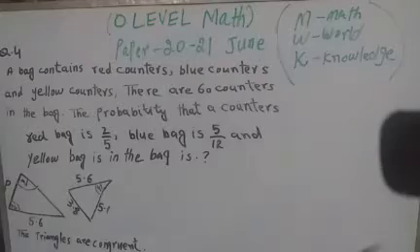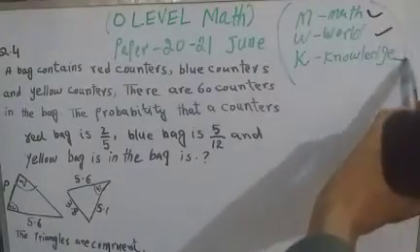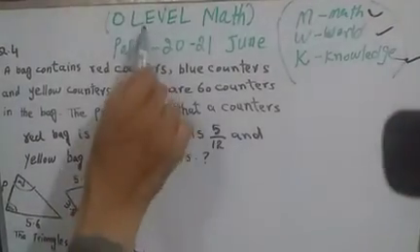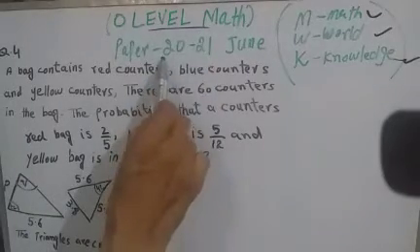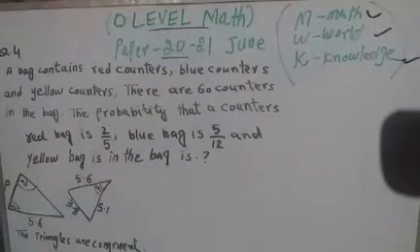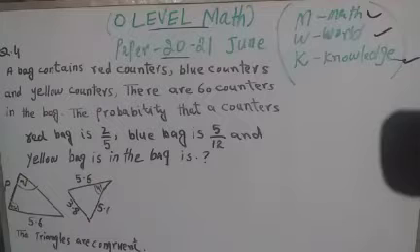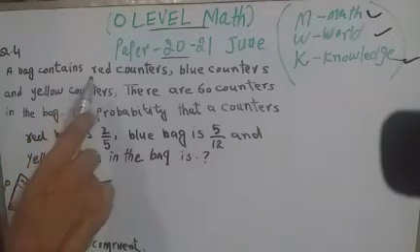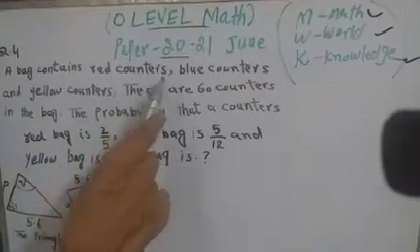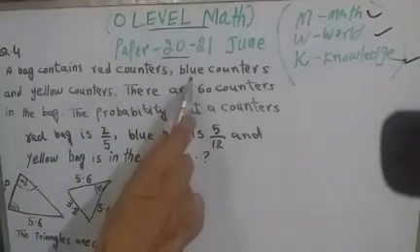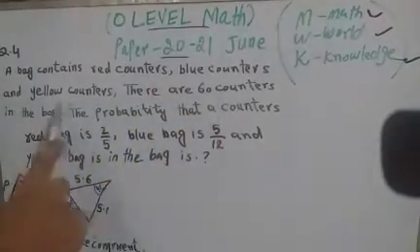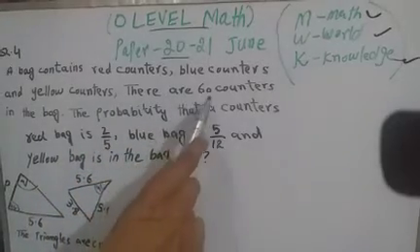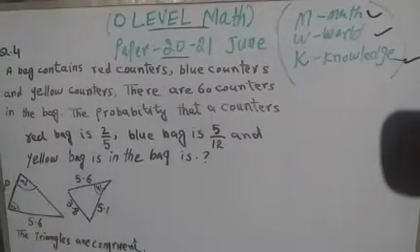Today, Math World Knowledge discusses the O level mathematics paper 2020-21 June, question number 4. A bag contains red counters, blue counters, and yellow counters. There are 60 counters in the bag.